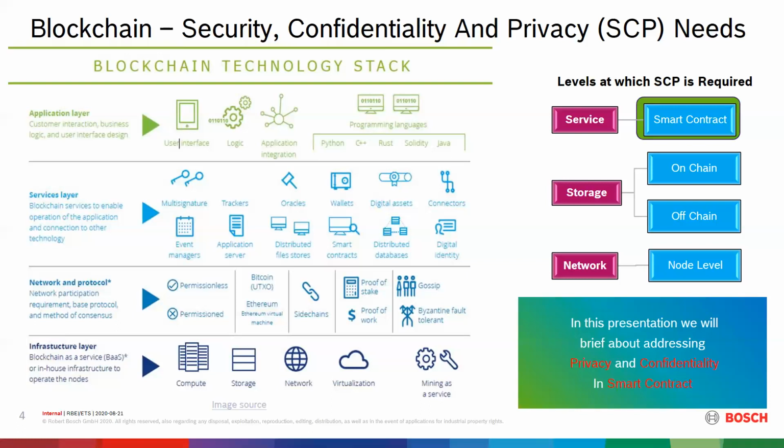Now let's go into the network layer. A network consists of many nodes which act like the members of the network. So in each node, security, confidentiality, and privacy is very important. In this paper, we will be addressing privacy and confidentiality in smart contracts.